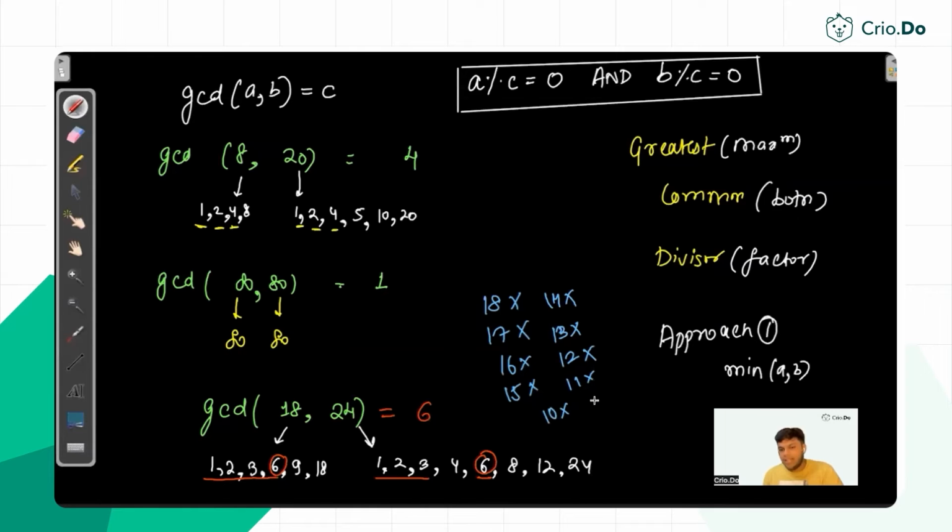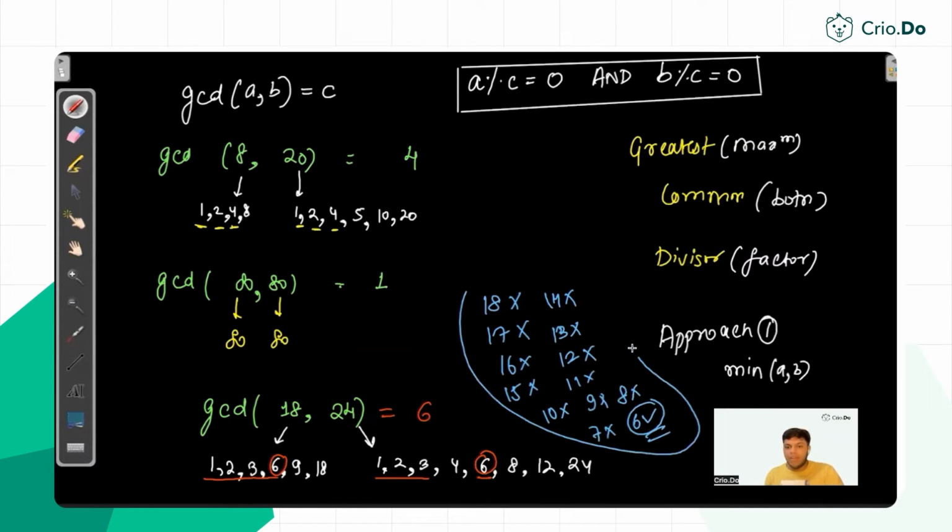10, no. Similarly 9, no, although it is a factor of 18, but not a factor of 24. Similarly for 8, although it is a factor of 24, not of 18. 7, not a factor of both. And finally, if I go to 6, yes, it is a factor of both 18 and 24, because a modulus c will be 0 as well as b modulus c will be 0. 18 modulus 6 as well as 24 modulus 6 will give you 0. So we will print or return 6.